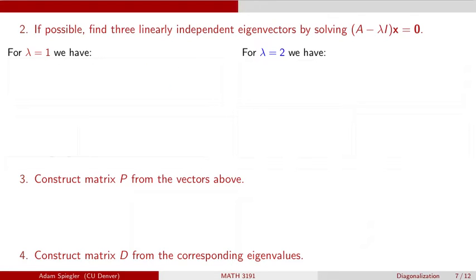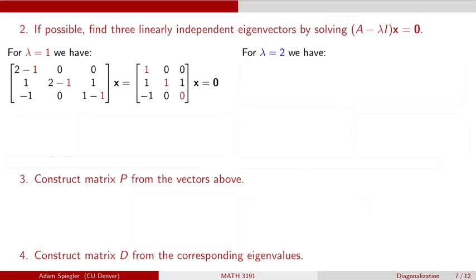So we're going to solve this matrix equation A minus lambda I. In this case, our lambda is 1. So A minus lambda I is going to be the matrix that we get when we subtract the eigenvalue 1 from the diagonal entries and don't do anything to the off-diagonal entries. So subtracting 1 times the identity matrix from A gives us the matrix 1, 1, minus 1 in the first column, 0, 1, 0 in the second column, and then 0, 1, 0 in the third column.